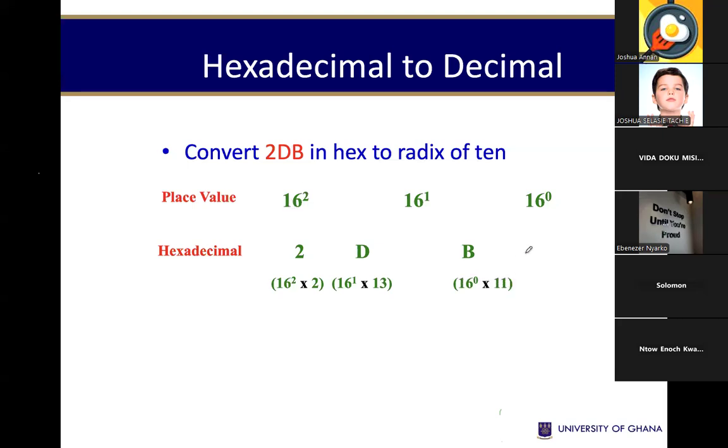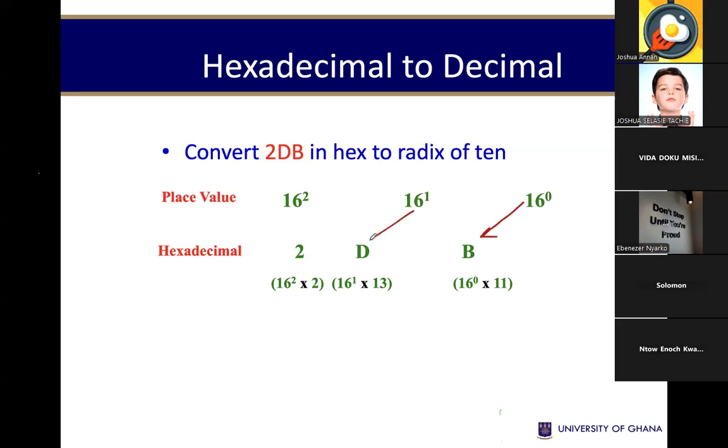We know for sure, if I'm starting from the B, it will be 16 to the power 0. So I'm going to have 16 to the power 0 times the B. And B, we already know in decimal is 11. Then when I come to the D, it is going to be 16 to the power 1. So this is here.